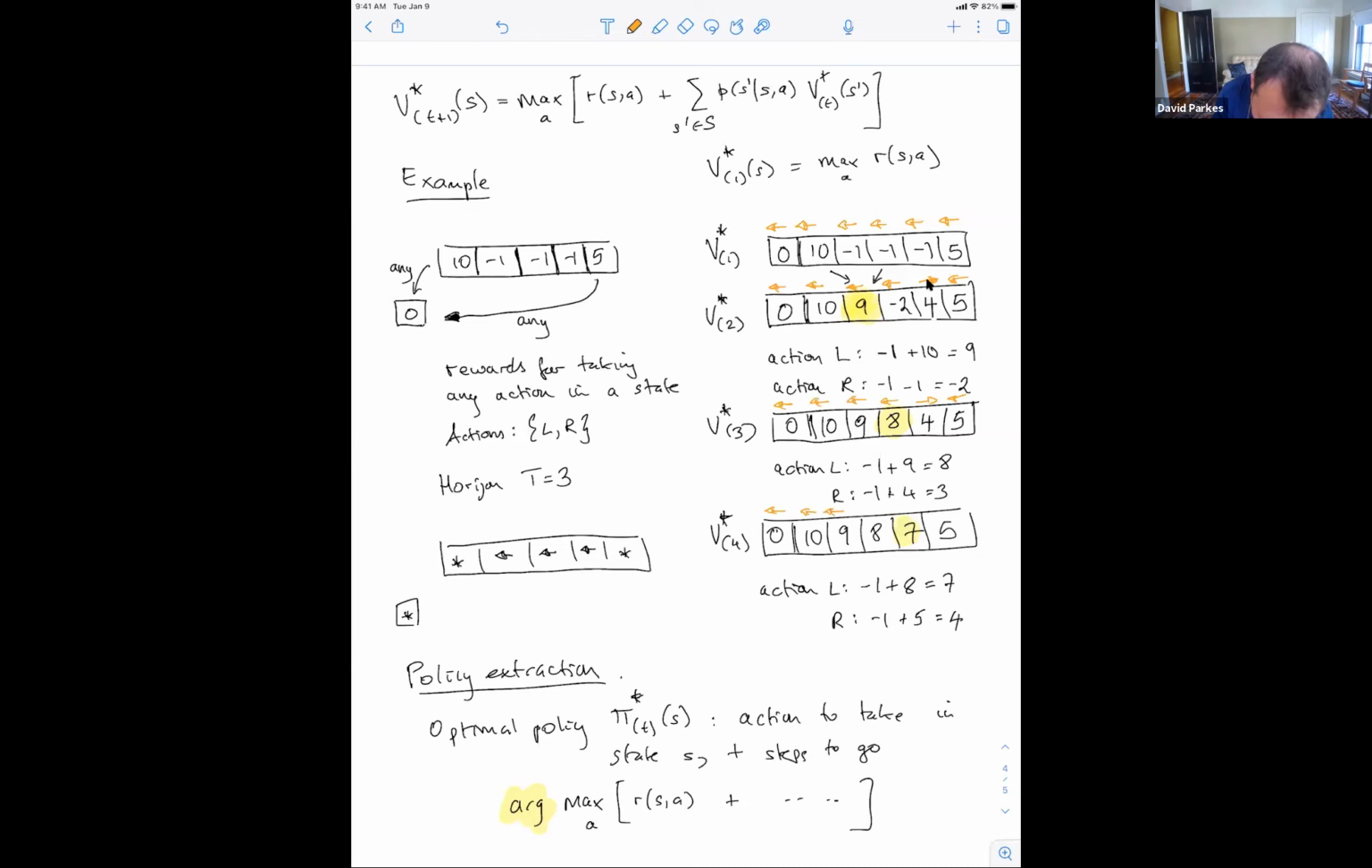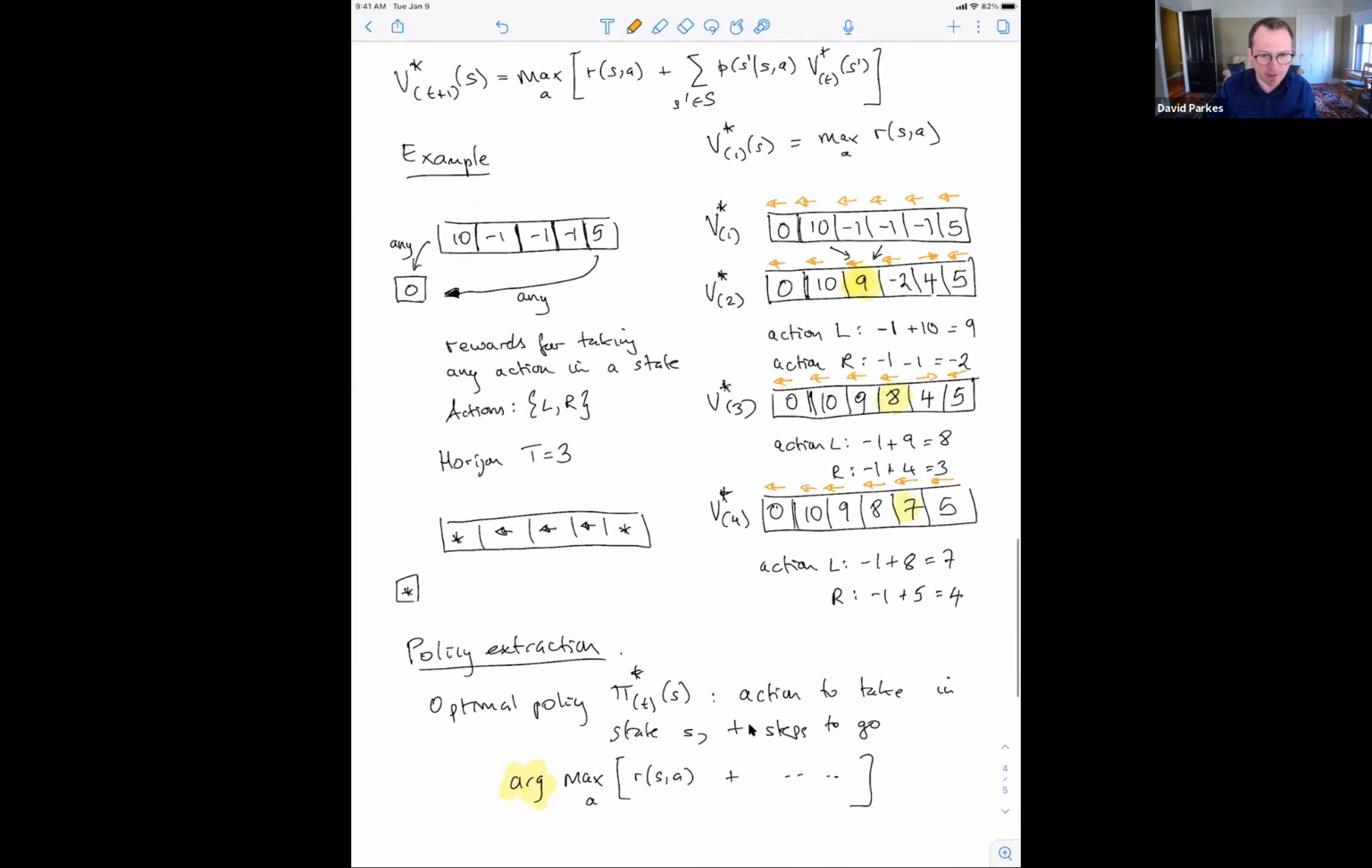And down here, we learned that we should be going left in this state. But you could also just read it off. Once you've calculated all of these numbers, it's easy to read off what the optimal action is. Are there any questions?